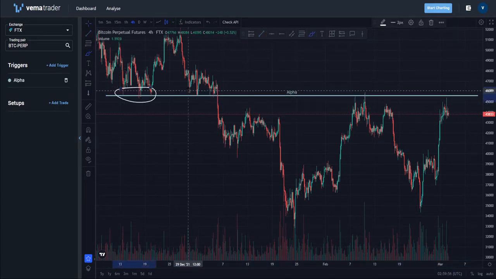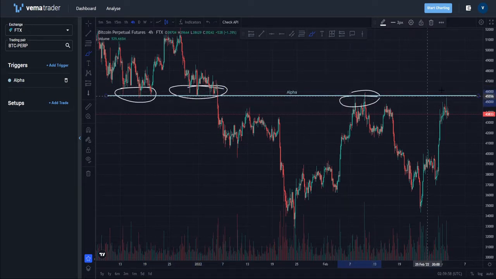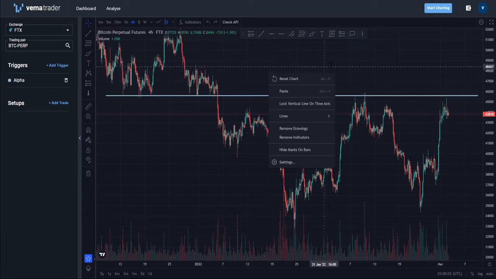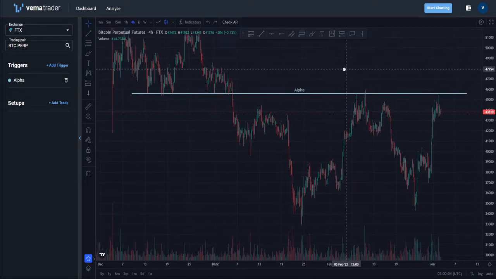You can see it held as support, held as support, held as resistance. We're getting quite close. You could even call that wick acting as resistance. So alpha is going to be our resistance level.